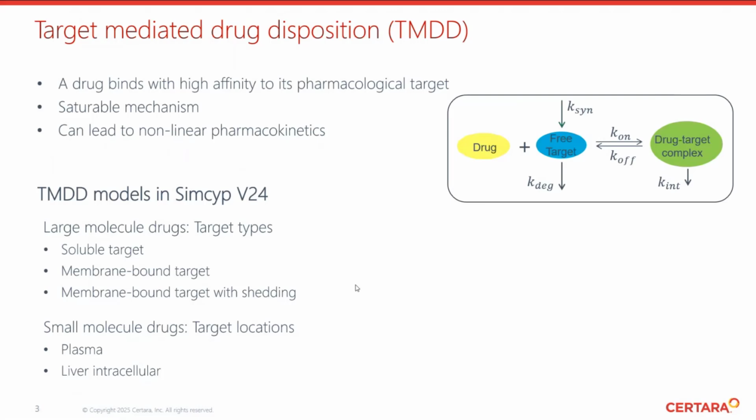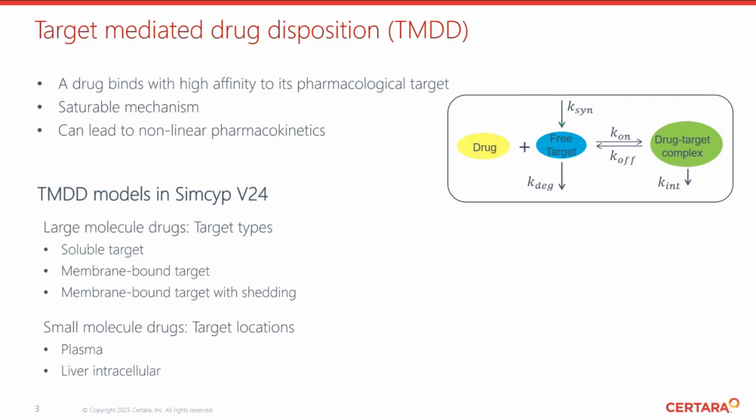So I'd like to begin the webinar with the concept of target-mediated drug disposition. It describes a non-linear pharmacokinetic phenomenon that is caused by the high affinity binding of a drug to its pharmacologic target. Since the target level is typically low and can be saturated, the TMDD effect is most pronounced at lower dose.